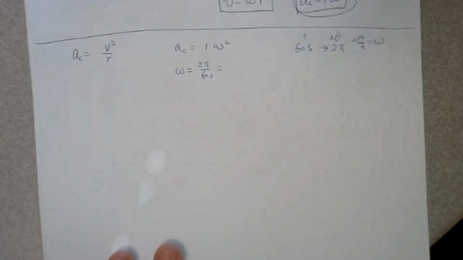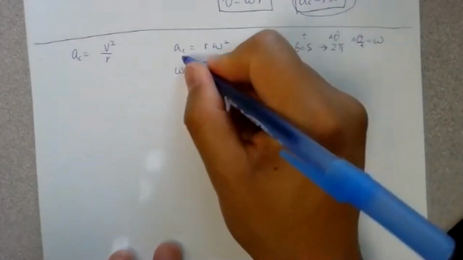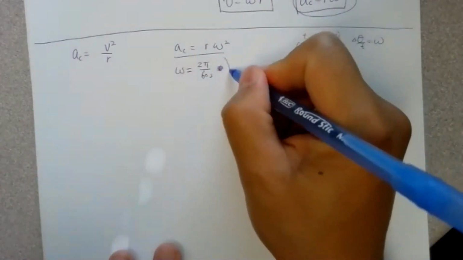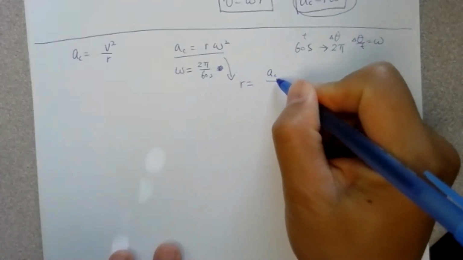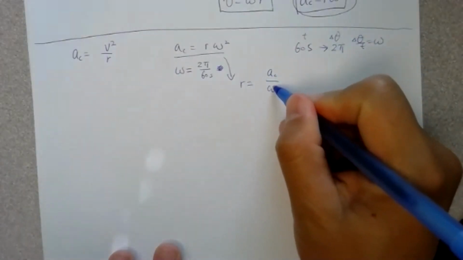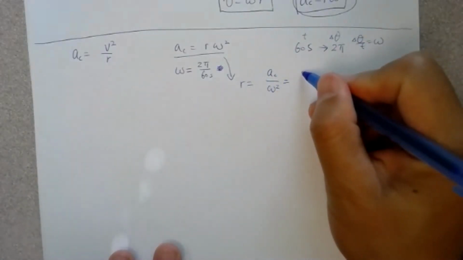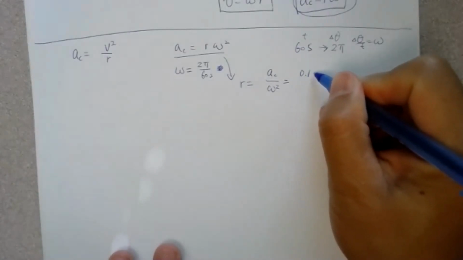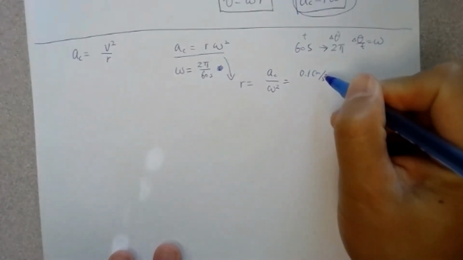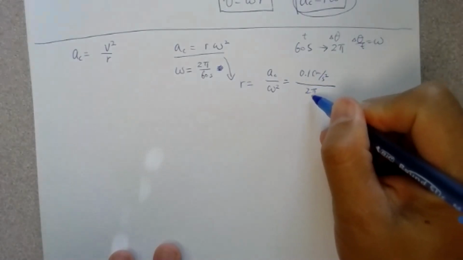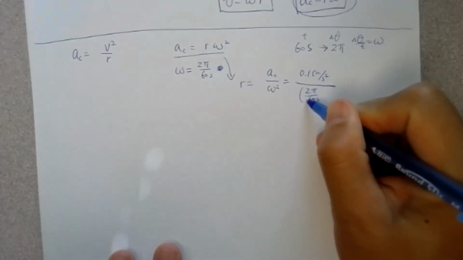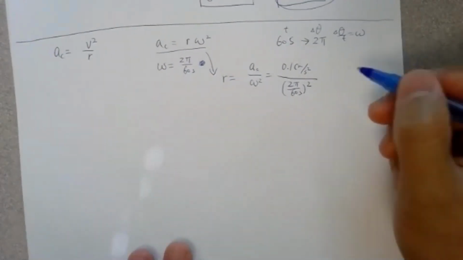I didn't compute it yet; I just derived the equation from here. From here, it tells me that R is going to be equal to the centripetal acceleration over omega square. So my centripetal acceleration is 0.1 centimeters per second square, divided by 2 pi over 60 seconds, squared.